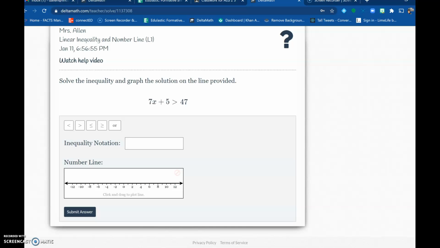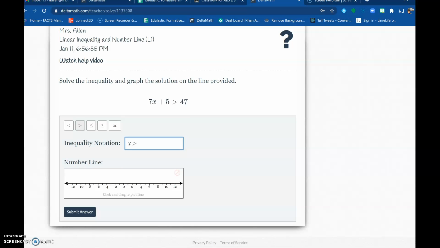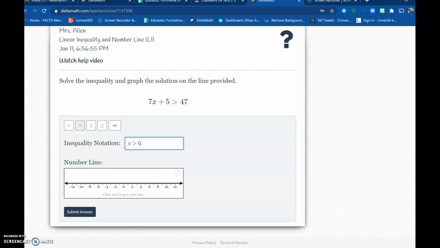You get 7x is greater than 47. And then divide by 7. So x is greater than 6. So x is greater than, so I'm going to click on that, 6. Because I subtract 5, got 42, divide by 7 and get 6. So there's my inequality.